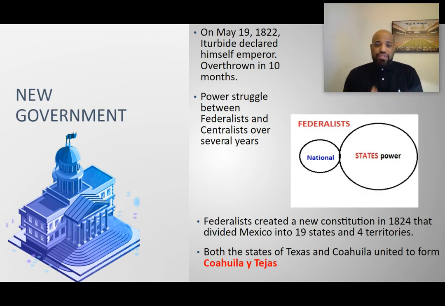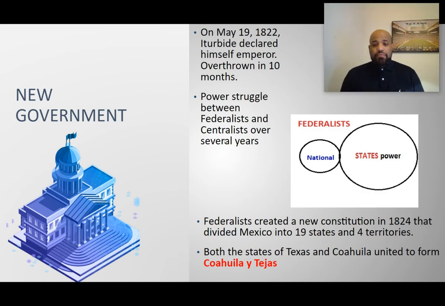And so you see here in this diagram, right below me, it says federalists are people who really want to have federal power, meaning the power is everywhere. So federalists really want the states to have power. Centralists are people who want the big government to have power. So it's a fight between who's going to have the power: the individual states, or the big national government?